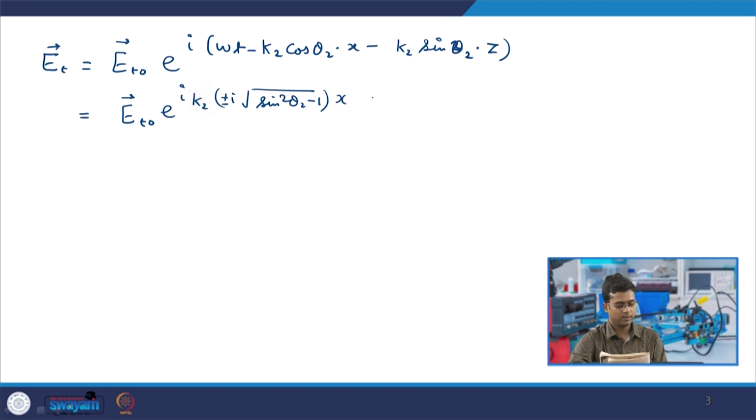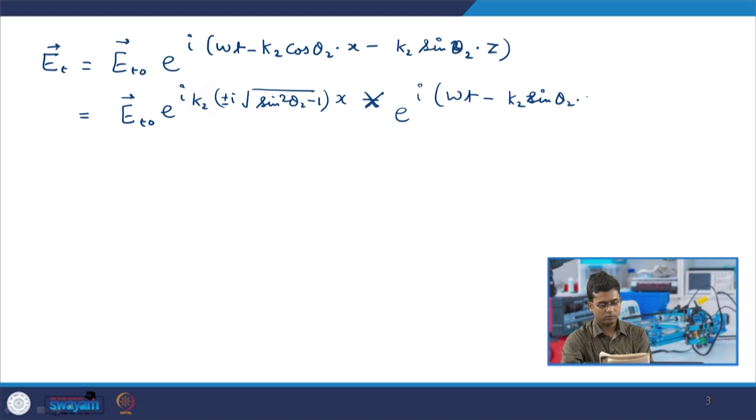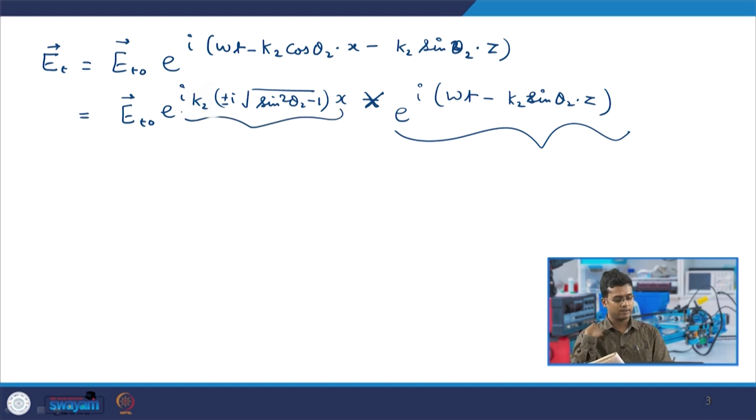So, this is what we get. Into e to power i, we can separate it: i omega t minus k2 sin theta2 into z. So, you have two components. Since this has plus minus i, I separated it out, and now you have one term which is similar to the previous case, and then you have a different term. Let us simplify it further.